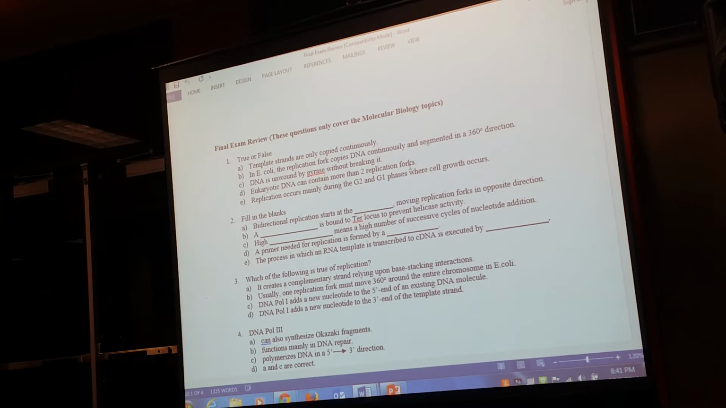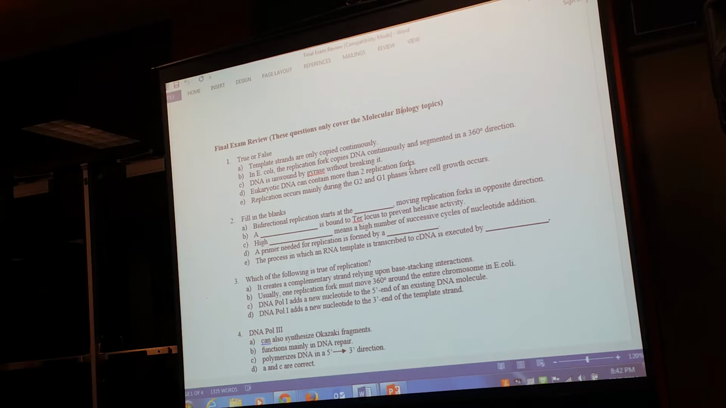Exonuclease activity, right? Is it because DNA polymerase 1 has exonuclease? DNA polymerase 1 has the correct exonuclease to remove primers. Which exonuclease removes primers? 5'. DNA polymerase 3 does not have that. DNA polymerase 3 functions mainly in DNA repair? So, mainly, no. Its primary function is to generate DNA. Its secondary function is for DNA repair.